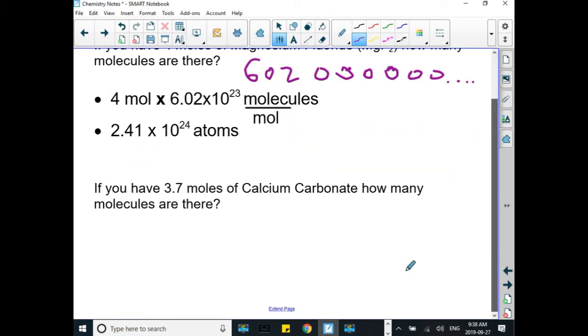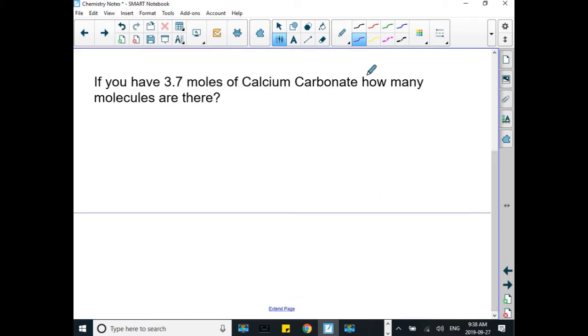So here's my second example. Let's say that we have 3.7 moles of calcium carbonate. How many molecules are there? Can I start with the first question? Does it matter that it was calcium carbonate?